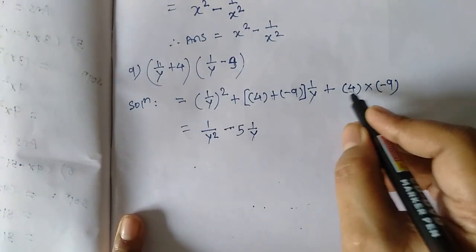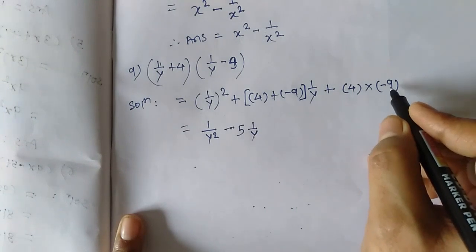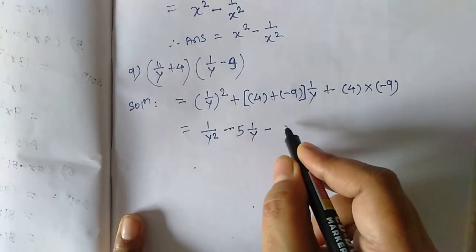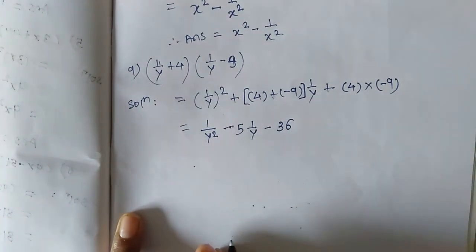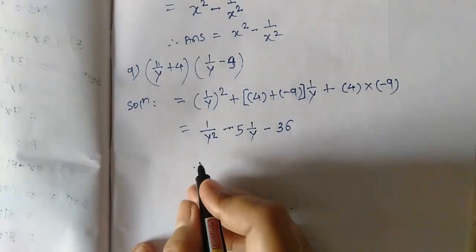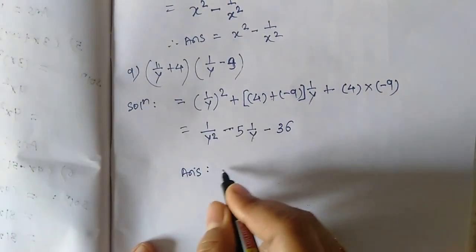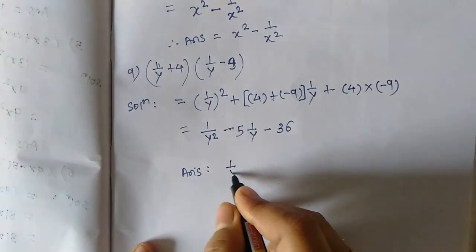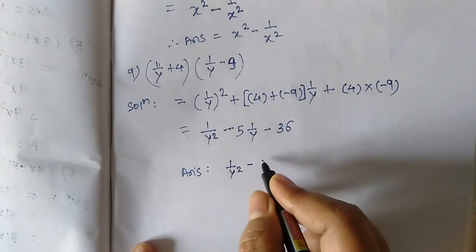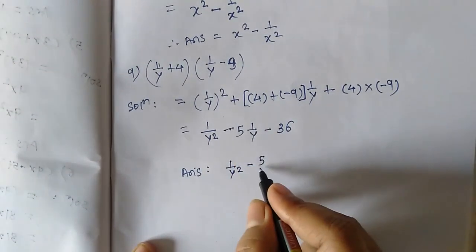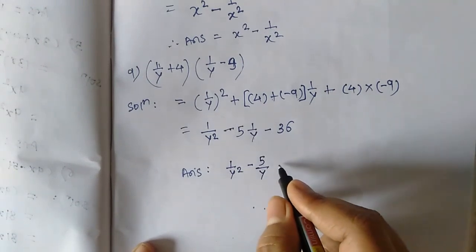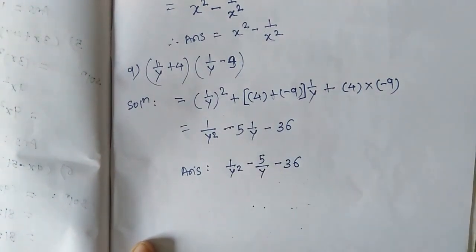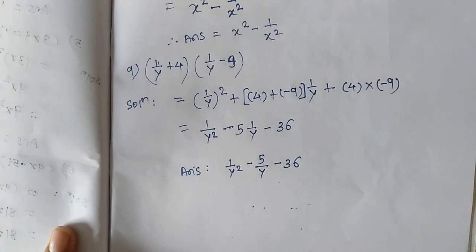Again one number is negative, so multiplication is negative. So 9 4s are 36. So write down the answer line. 1 upon y square minus 5 into 1 is 5, 5 upon y minus 36. This is the answer.